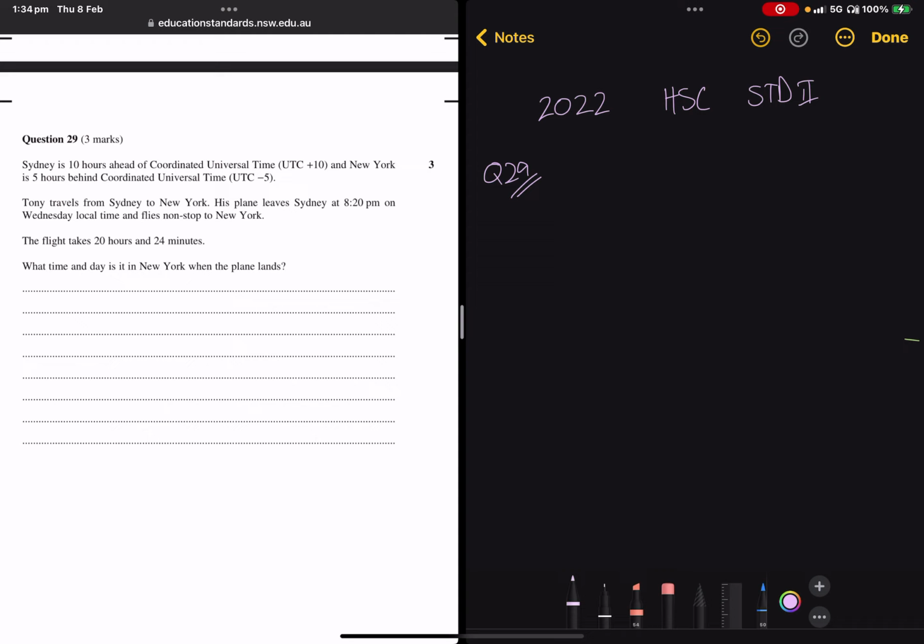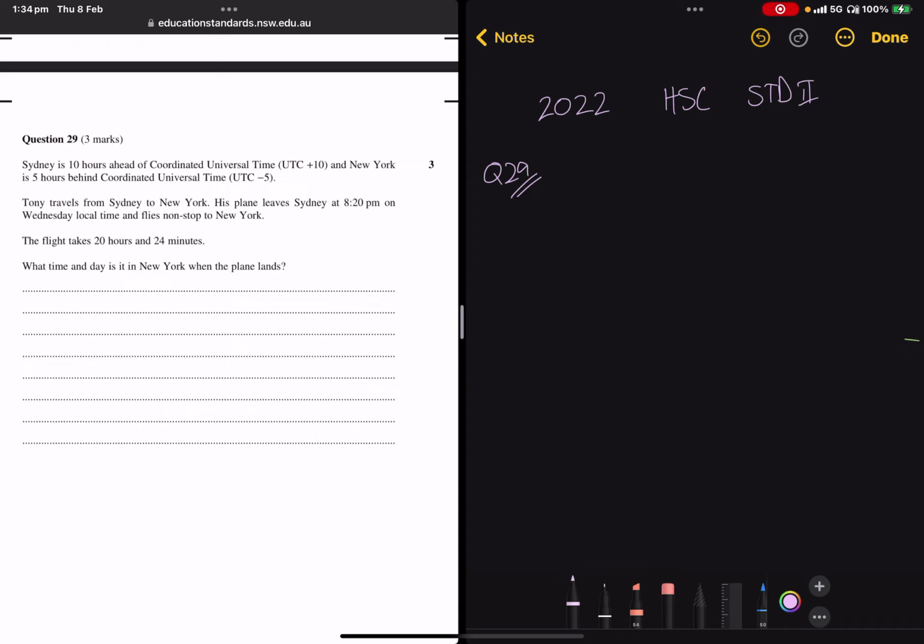So we're told Sydney is 10 hours ahead of Coordinated Universal Time, and New York is 5 hours behind the Coordinated Universal Time. Tony travels from Sydney to New York. His plane leaves Sydney at 8:20 p.m. on Wednesday, flies non-stop. The flight takes 20 hours and 24 minutes. What time and day is it in New York when his plane lands?